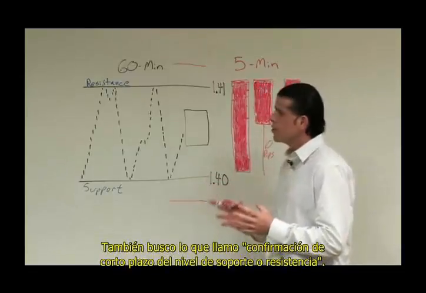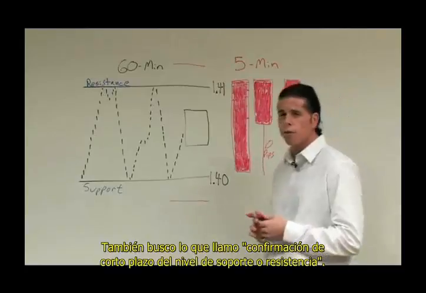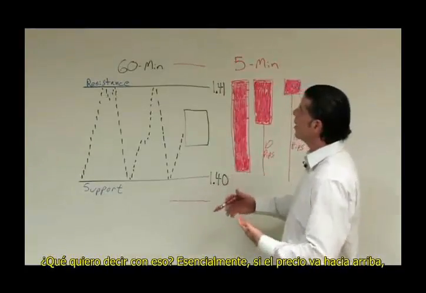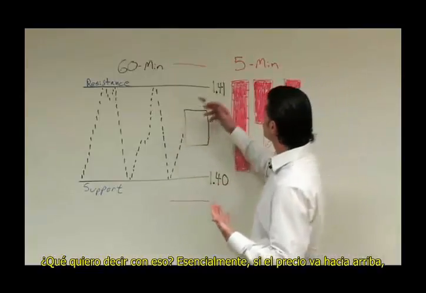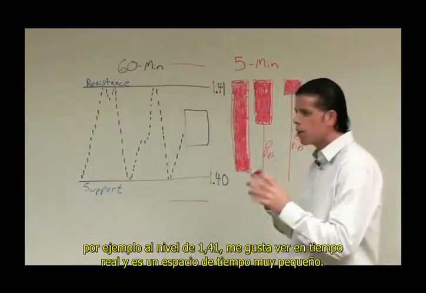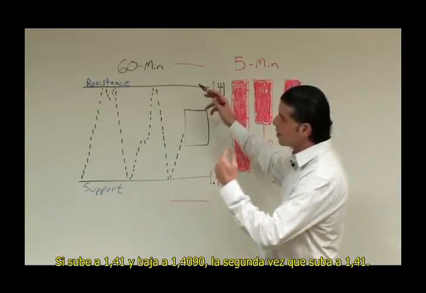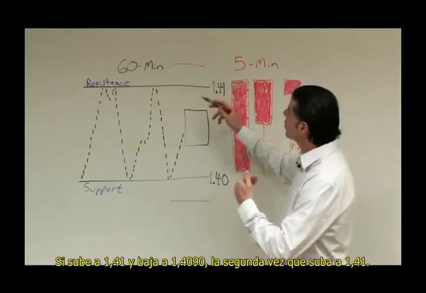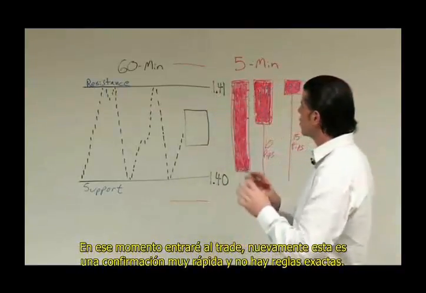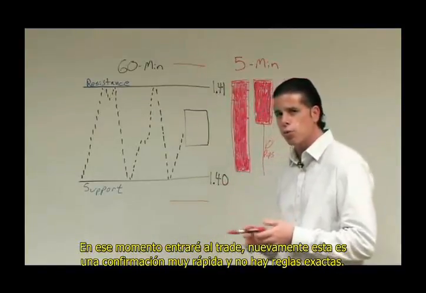Now, I also want to see what I call, and again, this is my own personal trading, short-term confirmation of the resistance or of the support level. So what do I mean by that? Essentially, if prices, let's say, move up to the 141 level, I would like to watch in real time, and this would be a very short amount of time. If they move up to 141 and then move down to 140.90, the second time they move up to 141 is when I would enter the trade.